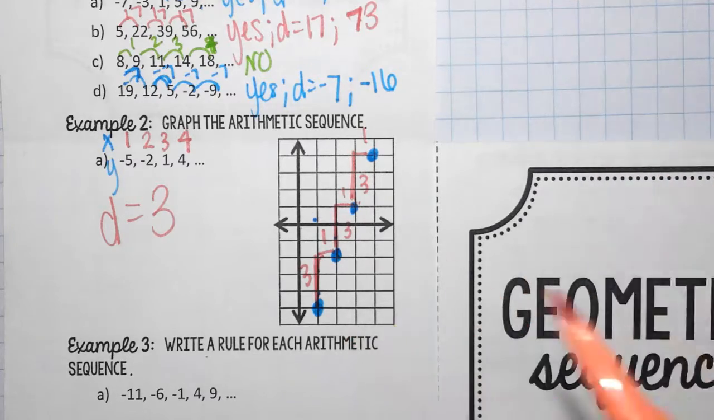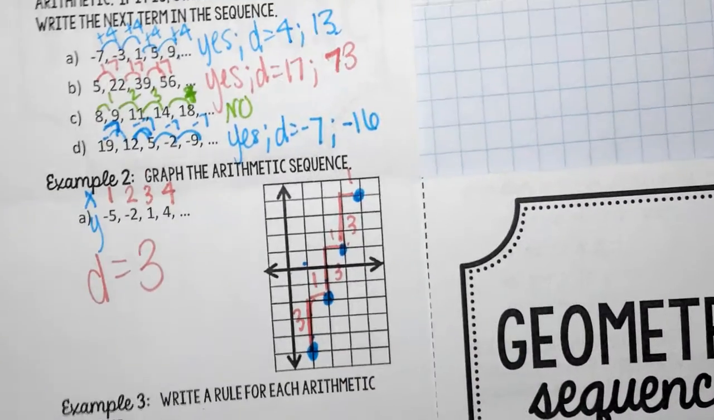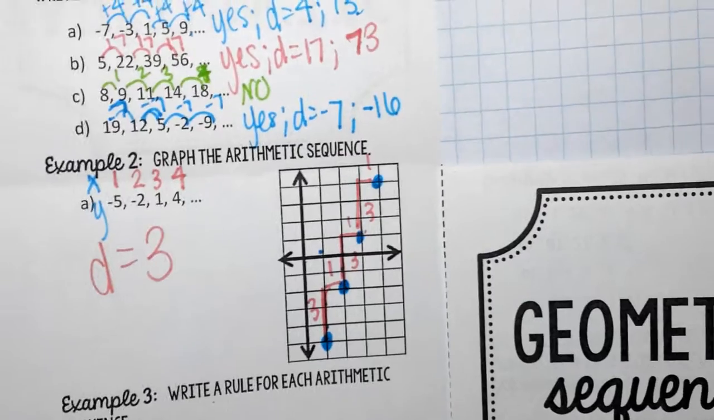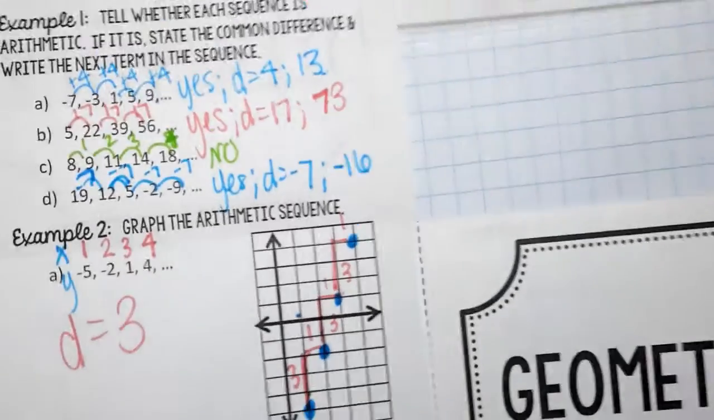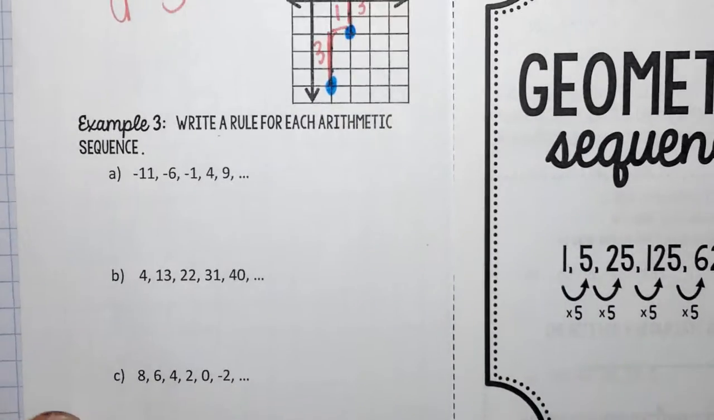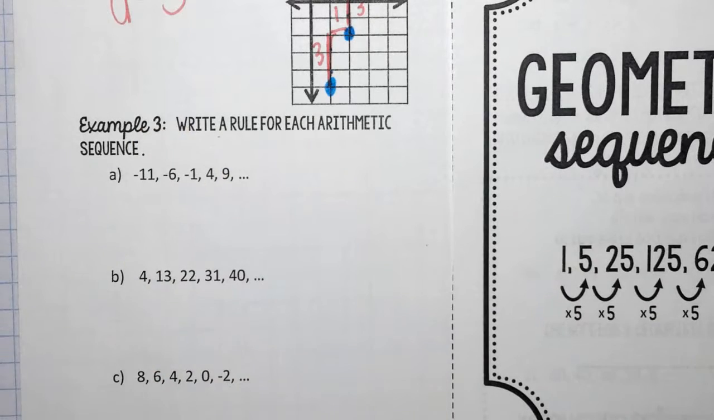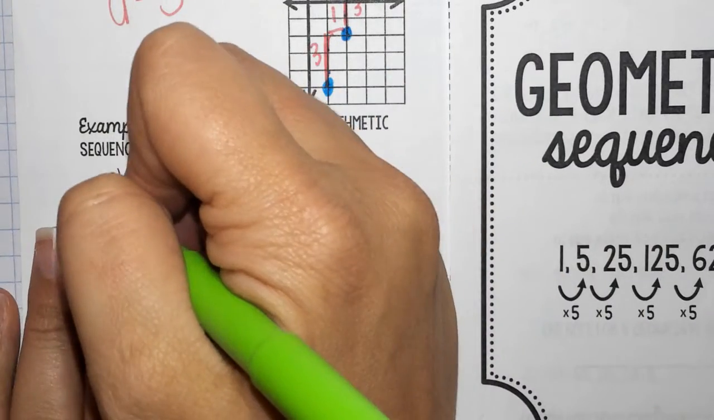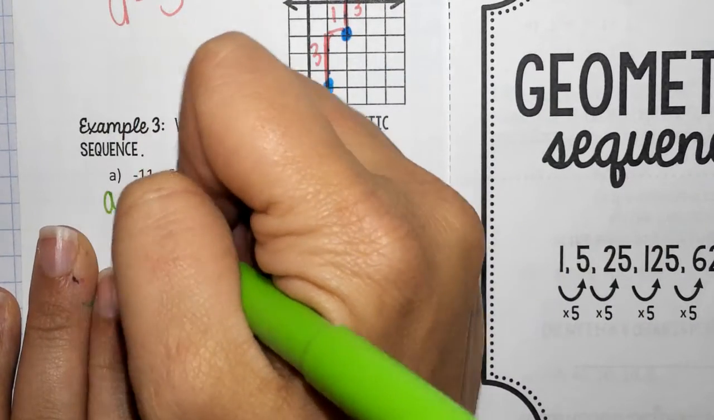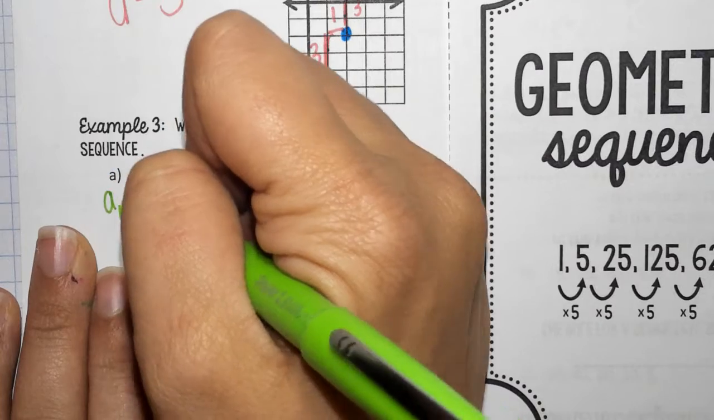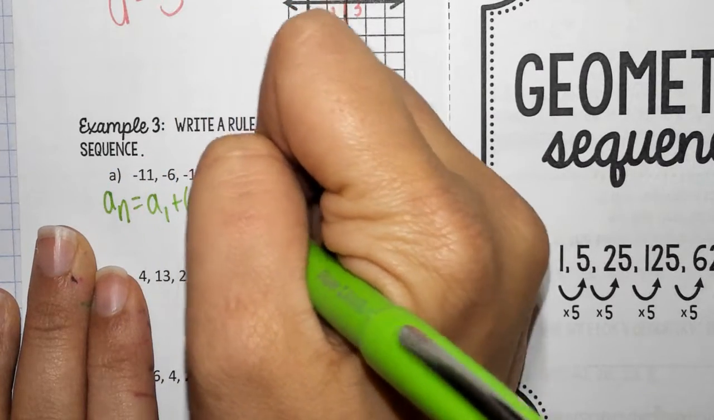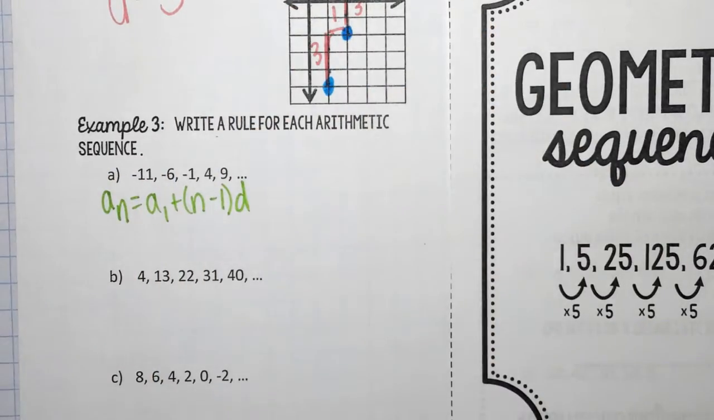All right, now let's look at the bottom. Are we ready? So what we're going to do is write a rule. Then I'm going to give you a term to find. Now to write a rule, we use that formula at the top. And in case you don't know how to look from the top of your paper to the bottom, we're going to rewrite it as A sub n equals A sub 1 plus n minus 1 times d. That's the rule that you use for arithmetic sequences every time.